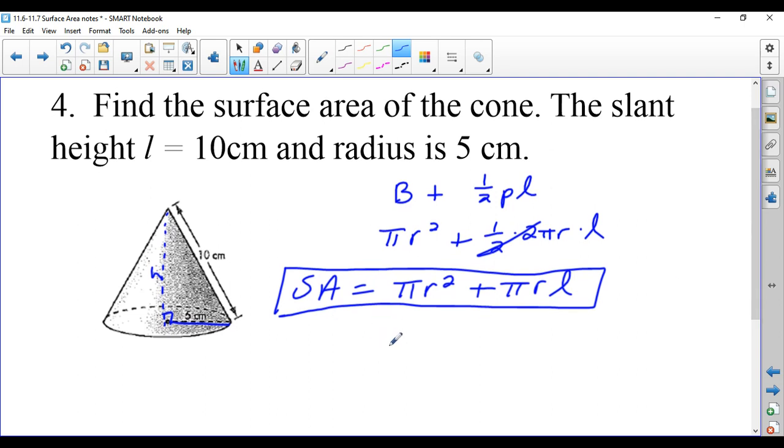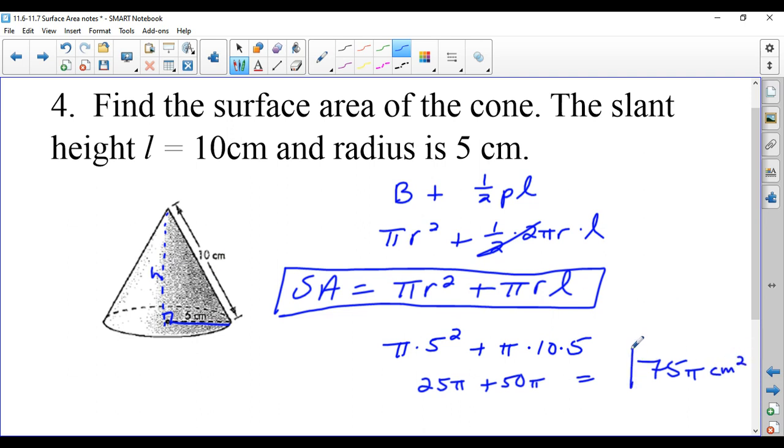So in this case, we have pi times 5 squared plus pi times 10 times 5. And my final answer, this is 25 pi plus 50 pi, gives me an answer of 75 pi. My units are centimeters, so area is square centimeters. When you're doing these problems, you can break them down into pieces, or you can use the formulas that were presented as you went.